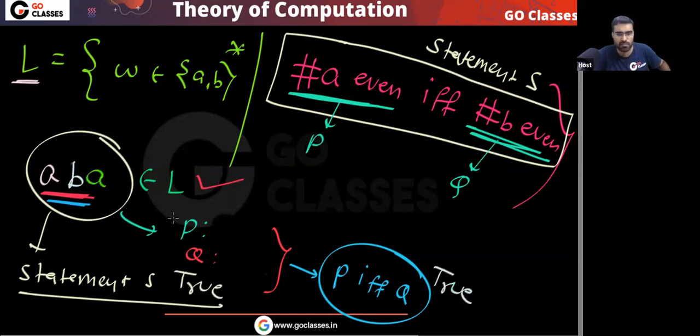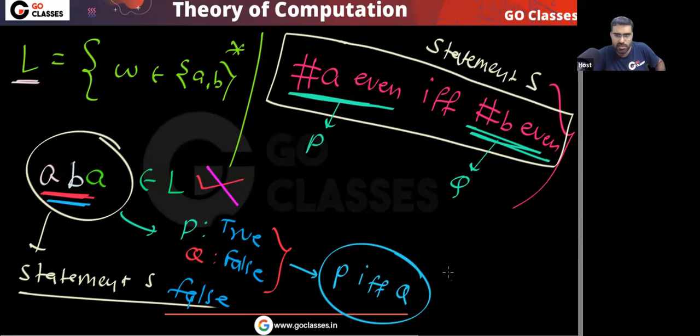Finally, what about this string? Does it belong to L? This string also does not belong to L. Because for this string also, you can notice this statement S is false. For this string, P is true and Q is false. True if and only if false, that is false. So for this string, this condition is false, so this string does not belong to L.